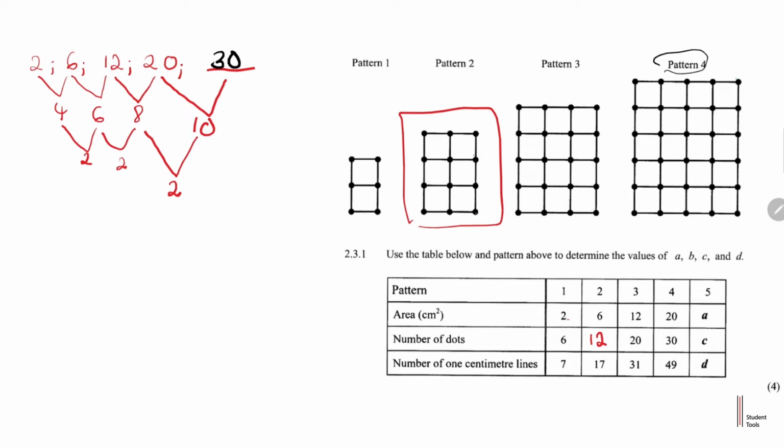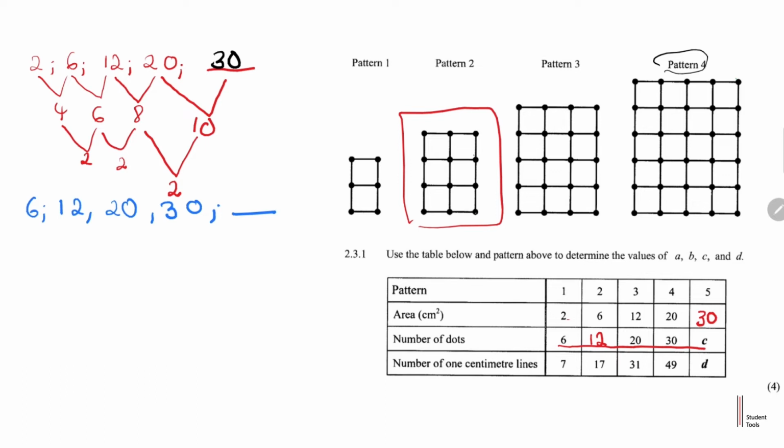So now let us write that on our table. A is equal to 30. Now we are done with A. Let us find the value of C. And here we have a sequence of the number of dots. We will use this sequence of the number of dots from pattern number 1 up to pattern number 4 to find the value of C. So let us do that. We have 6, 12, 20, 30, and then we have C.